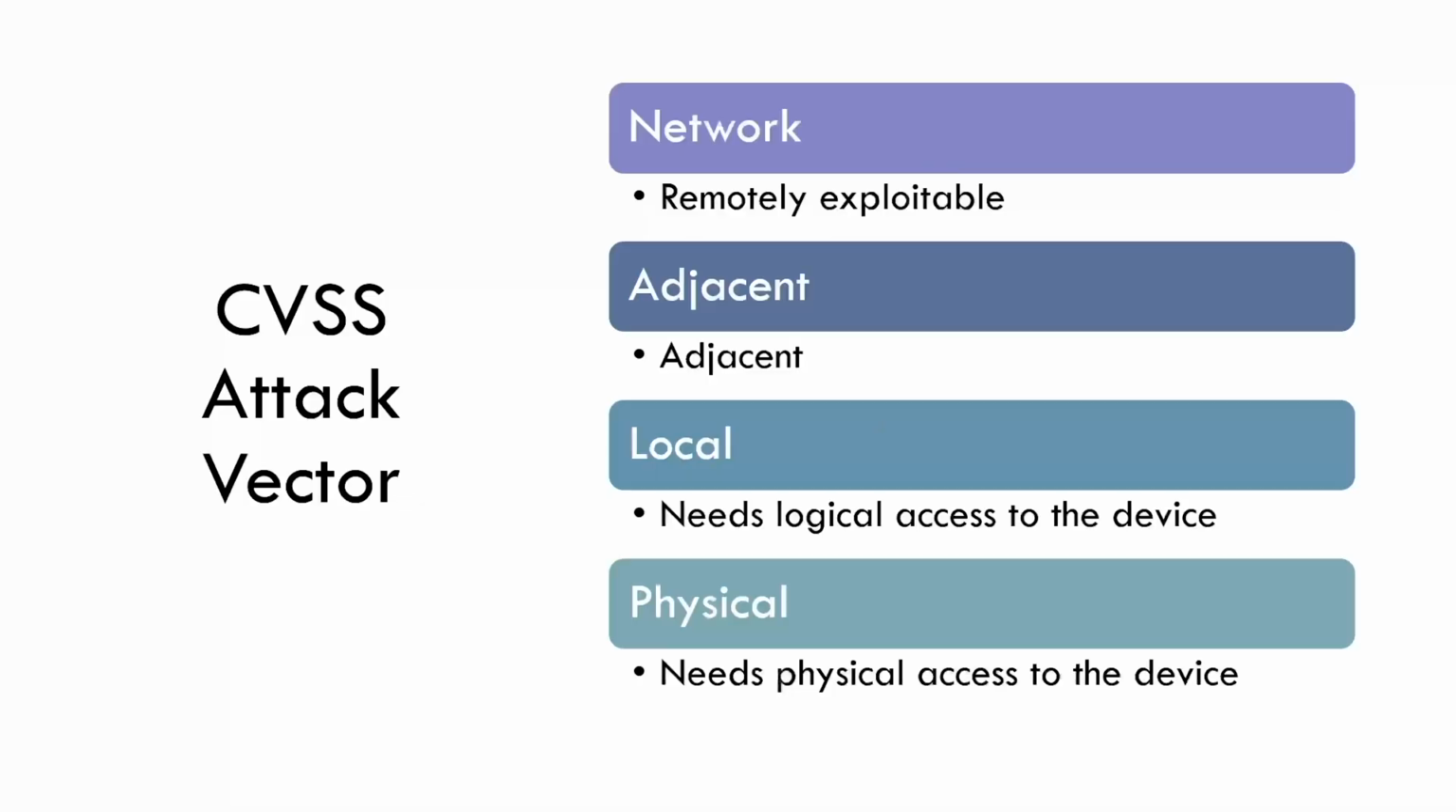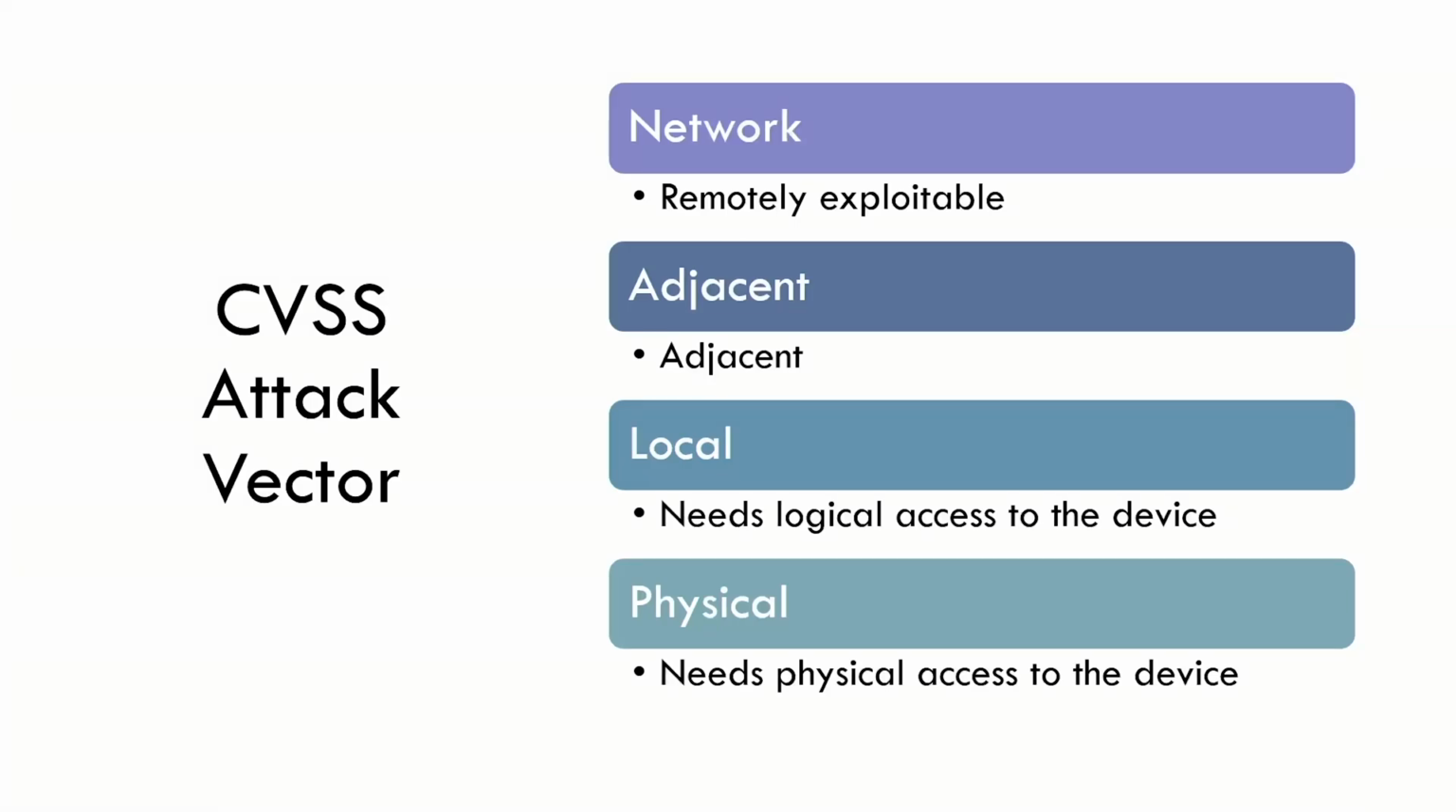For example, the CVSS attack vector. Again, if you're not familiar with CVSS, this is where a vulnerability could potentially be exploited from. Network being, if you'll forgive the oversimplification, the open internet, all the way down as we shrink the diameter to physical, where you need actual physical access to that device.